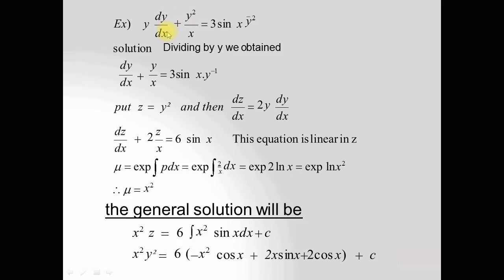y dy by dx plus y square divided by x is equal to 3 sine of x into y power minus 2. So this is a Bernoulli equation. For the solution, dividing both sides by y, we obtain dy by dx plus y by x is equal to 3 sine x into y power minus 1.